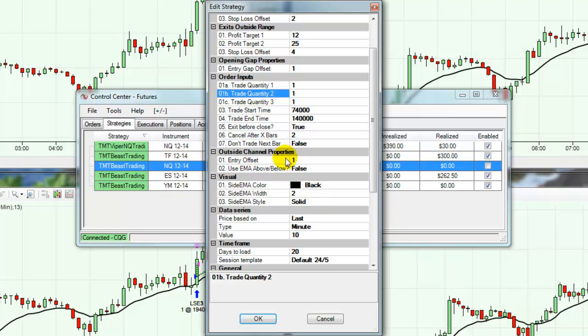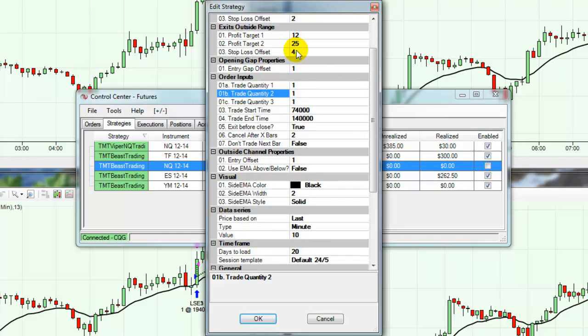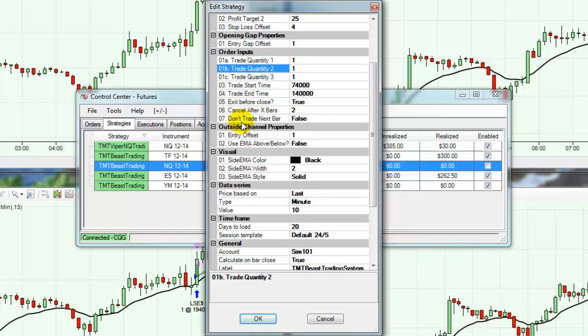Outside channel properties, entry offset would be 1. And this EMA that's set up above here, this 13, for index trading you want to set it to false. So don't use EMA above or below, set to false. This is the color of the EMA. You can change the color to whatever you desire, and the width and the style.